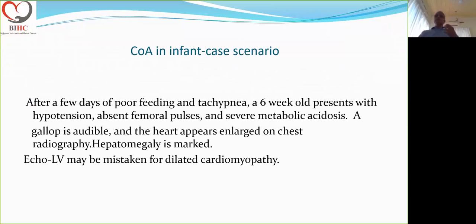So in an infant, look at this scenario. A baby which is all right till 6 weeks of age, the mother says that the last few days, feeding has been poor and the breathing has been faster. And now the baby on your examination has hypotension, absent femoral pulses, and metabolic acidosis in the blood gas. You have a gallop. The x-ray shows a cardiomegaly. There's a lot of liver enlargement. And echo, like I said before, in a casual reading, has been reported as dilated cardiomyopathy. Classic presentation of severe coarctation in a young infant.